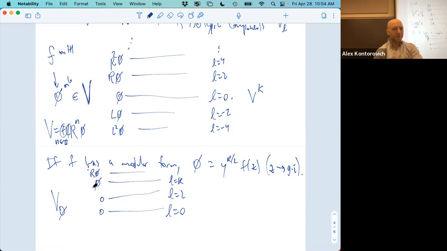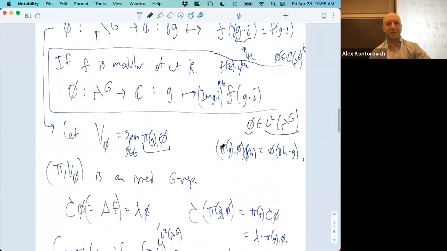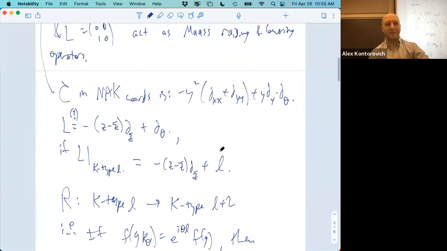But what happens if you apply a lowering operator, the lowering operator of phi? Well, there's nothing at this, the K minus 2 isotypic component is empty. So what happens to L phi? It's 0. L phi is 0. But remember what L was. L was this right here.